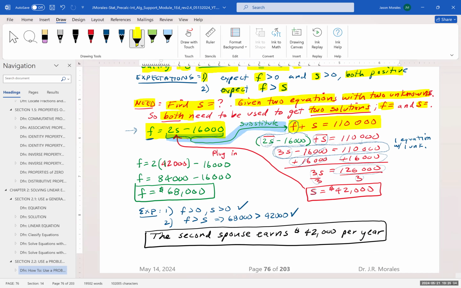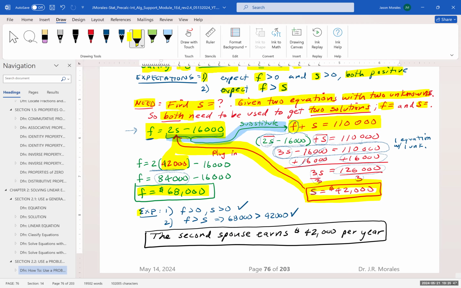So this amount of the second spouse, we can now plug into our first equation and substitute in for S. Since I wrote this in red, I put what I substituted S for also in red. So we have F is equal to 2 times 42,000 minus 16,000. And 2 times 42,000 gives us 84,000. And 84,000 minus 16,000 gives us 68,000 for the salary of the first spouse.